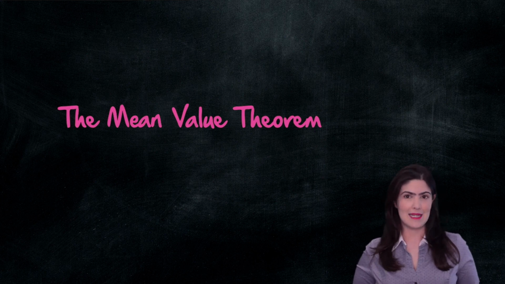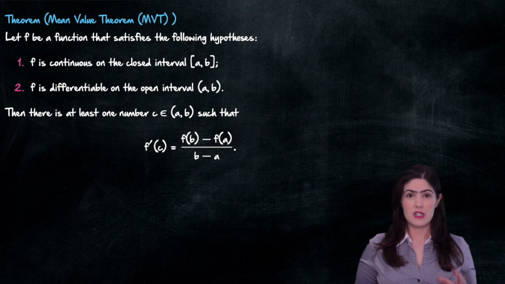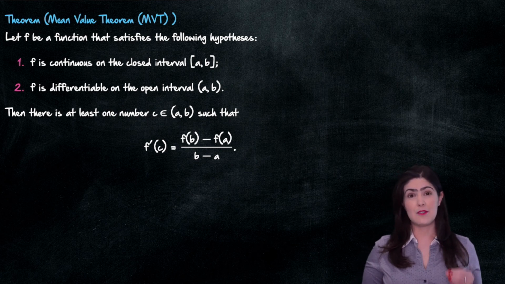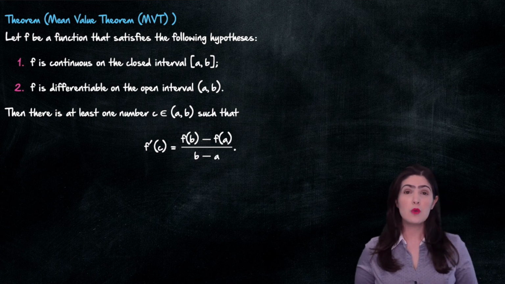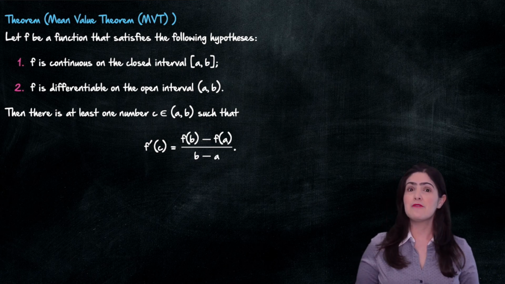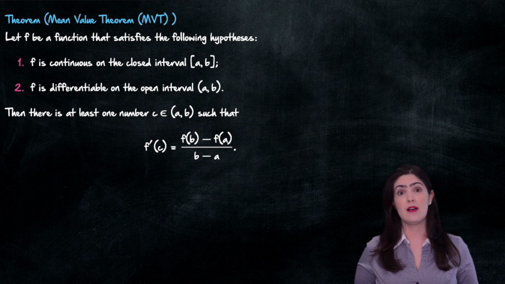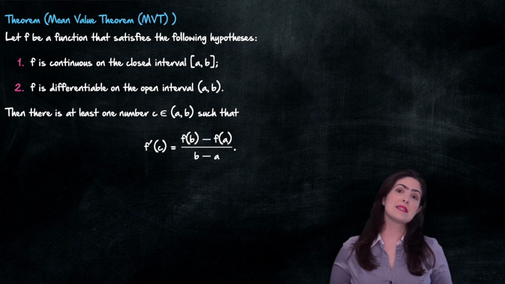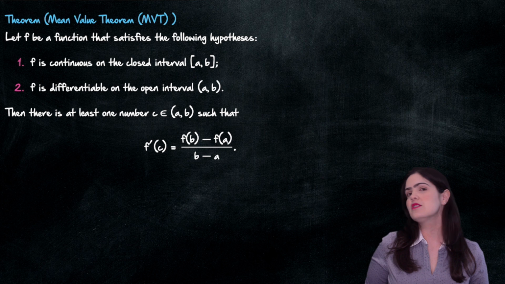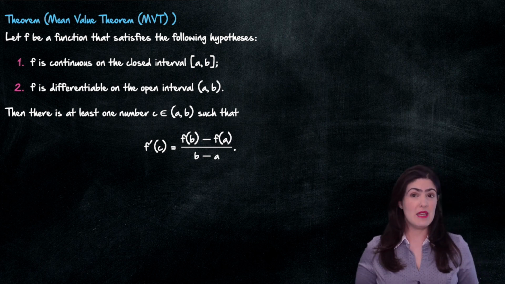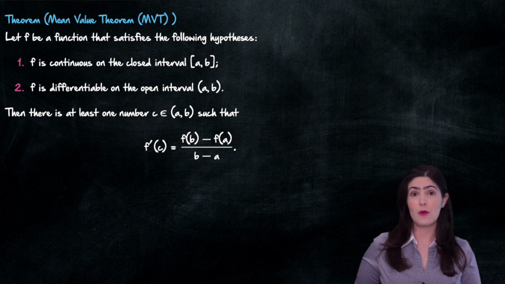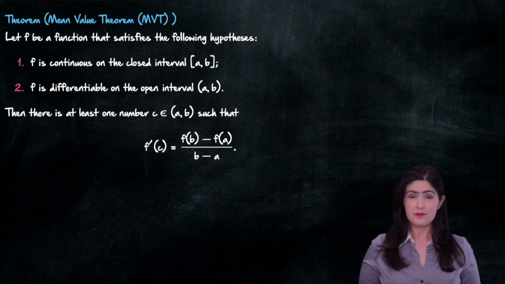So let's get started. The mean value theorem tells me that if I have a function that satisfies these two conditions, that I know that f is continuous on a closed interval [a, b] and f is differentiable on the open interval (a, b), then there exists a point c in the interval (a, b) such that f prime of c is equal to f of b minus f of a over b minus a.